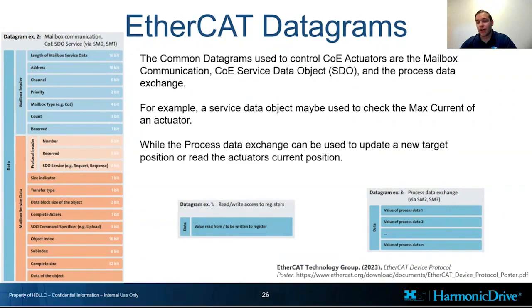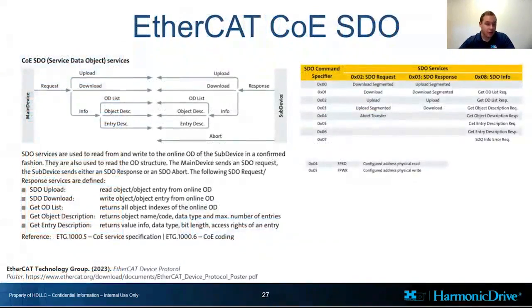Okay, so the first datagram example I'm going to go into is an EtherCAT CANopen over EtherCAT service data object. Since we have our CoE, CANopen over EtherCAT device, we have a few specific things that are particular to it. First, we have what's called an object dictionary, noted by OD. We have various object descriptions and we have entry descriptions.